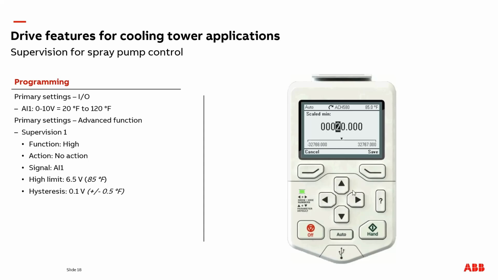Let's use the same example we had for the process PID loop, using a 20 degree Fahrenheit to a 120 degree Fahrenheit sensor. Now we can double check that the range matches what we would expect for a signal and loop temperature set point. So here at about 85 degrees, I'm going to be at about 6.5 volts.